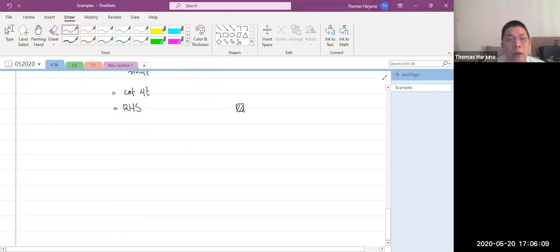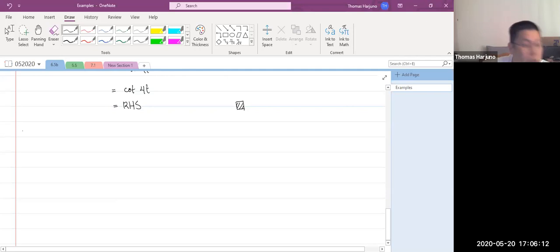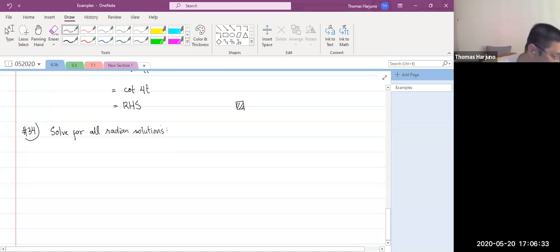After proofing, one more thing to do is on solving equation number 34. Solve for all radiant solution. Sine 5x minus sine x equal to 2 cosine 3x.